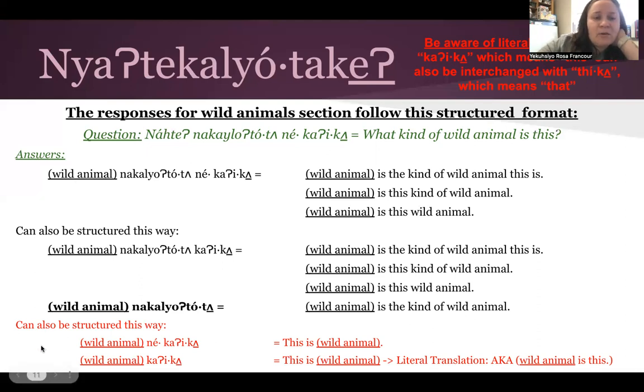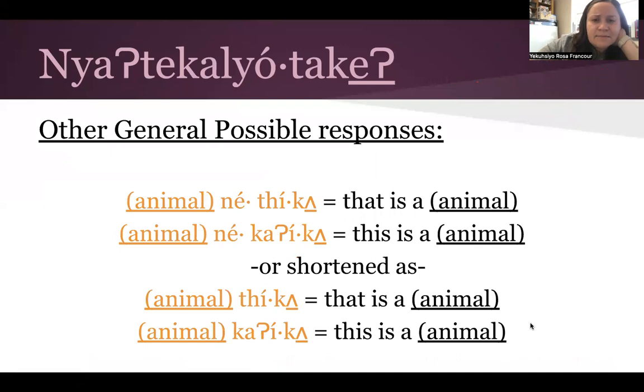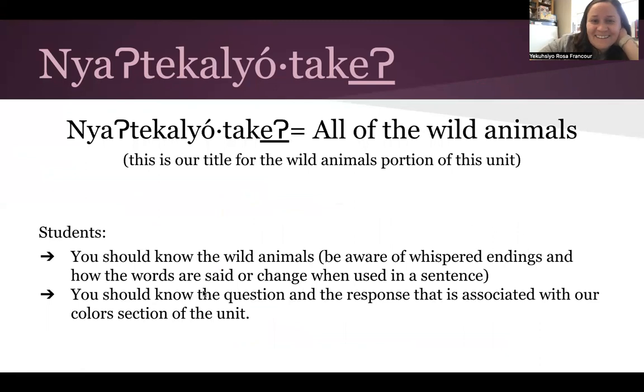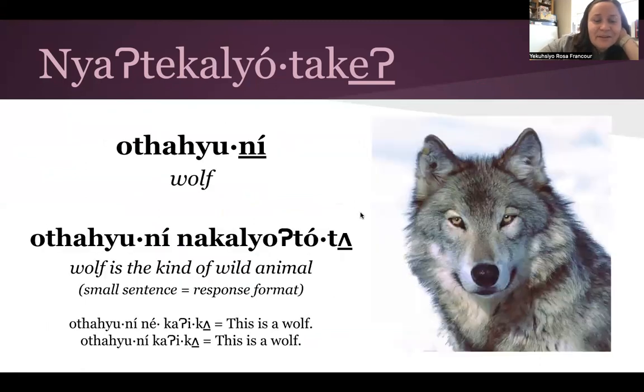So you can also structure it this way. The wild animal, ne ga'ig, here on the bottom, this is whatever. Or it's just a less formal way to say it, I guess. And then same thing, whatever your animal is, ga'ig. So let's move on. I already mentioned this. You can say it with tig, your animal, ne tig, or whatever your animal is, ne ga'ig, or just tig or ga'ig. Okay, so we're going to use some examples here to show you what that is. But I just wanted to show you many options. So let's get started with our wild animals.